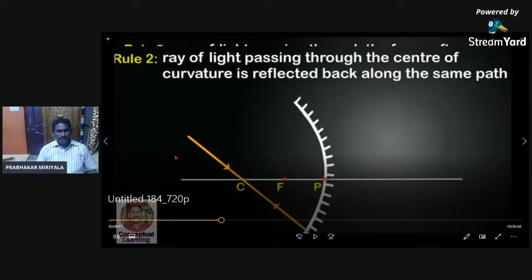The rays which are passing through center of curvature, after reflection they come in the same path in backward direction. That means they are reflected back along the same path. Center of curvature నుంచి పాస్ అయింది, రిఫ్లెక్షన్ జరిగిన తర్వాత మళ్ళా సెంటర్ ఆఫ్ కర్వేచర్ నుంచి పాస్ అవుతుంది.